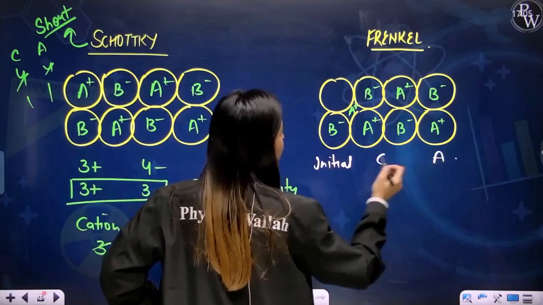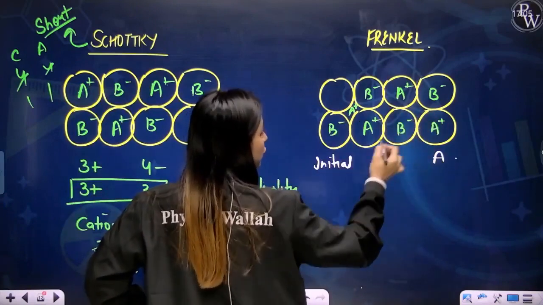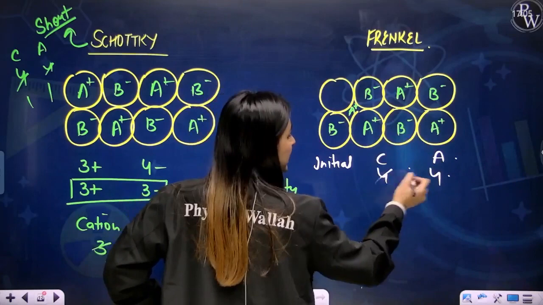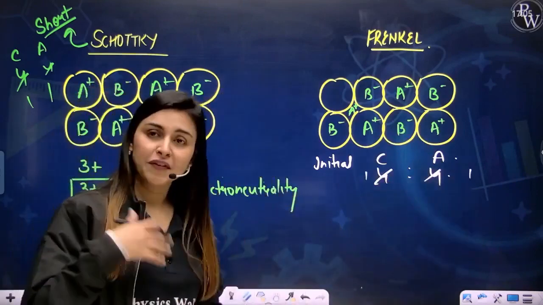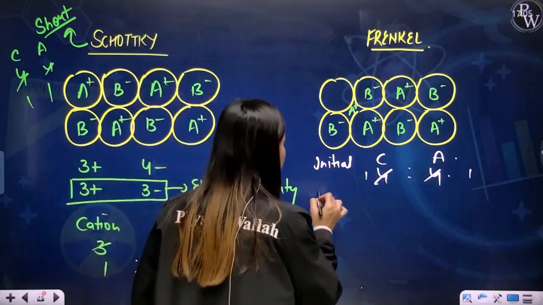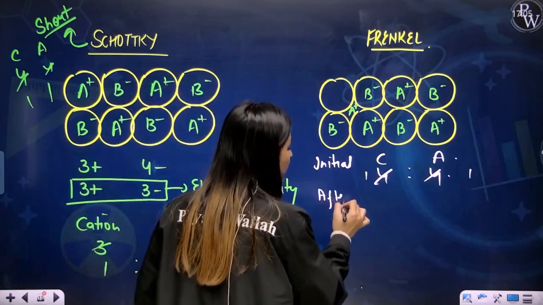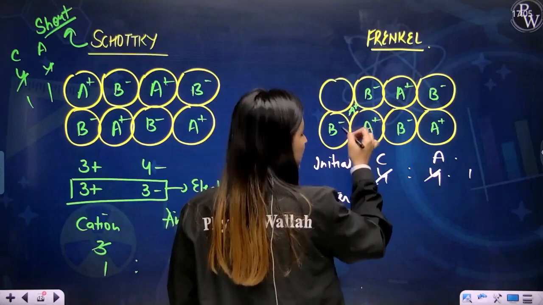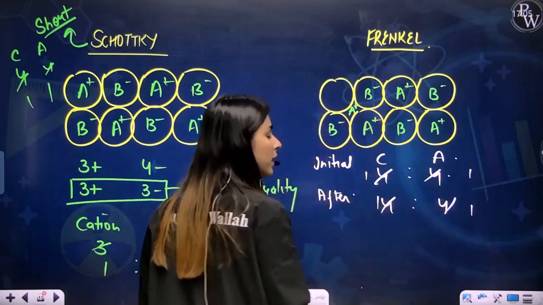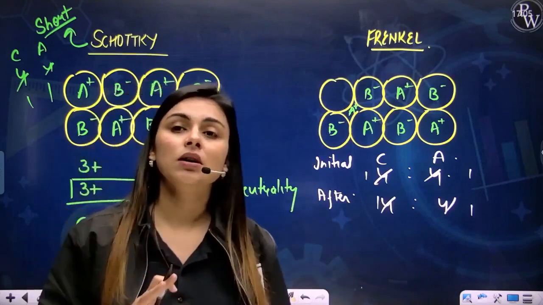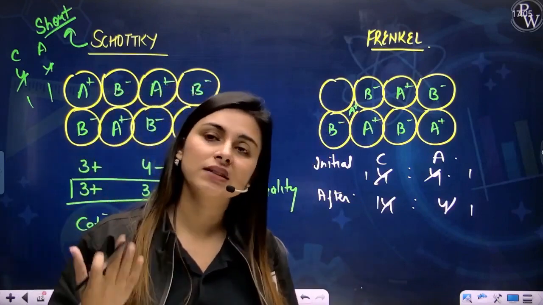Okay, so now if I ask you the initial cation to anion ratio, can you tell me? 1, 2, 3, 4? You will say, ma'am, 4:4. Yes, so it was 1:1 initially. Now after the defect has arisen, what will happen? You will say, ma'am, it is still present in the solid, so still the ratio is 1:1. So since the cation to anion ratio isn't changing, it is a stoichiometric defect.